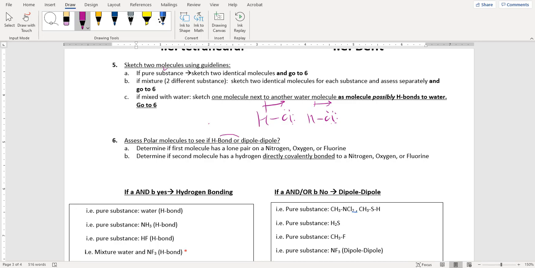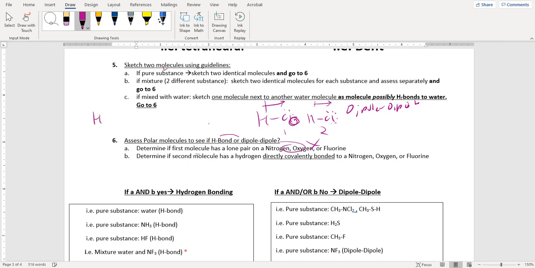So if it's a pure substance, then you automatically, more arbitrarily, label one as number 1, number 2. Does the first molecule have a lone pair on a nitrogen, oxygen, or fluorine? So yes, the first molecule has a lone pair, but it's not on a nitrogen, oxygen, or fluorine. So automatically, the most that this could be is dipole-dipole.